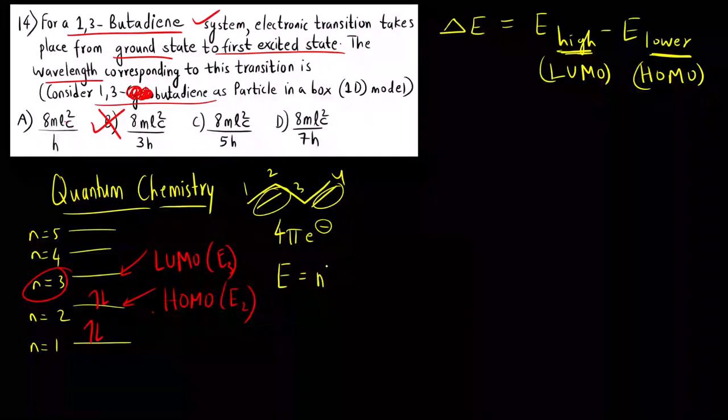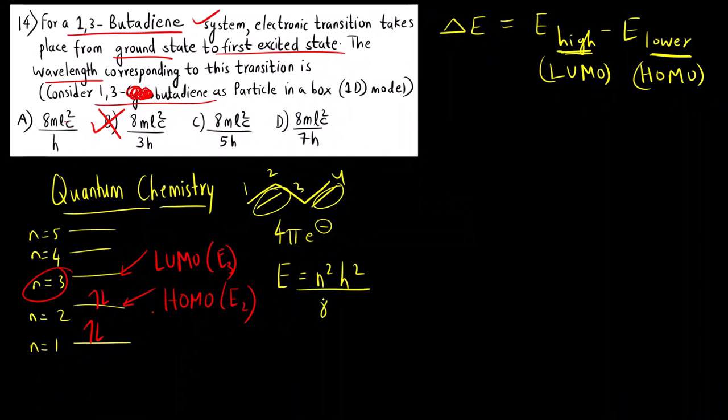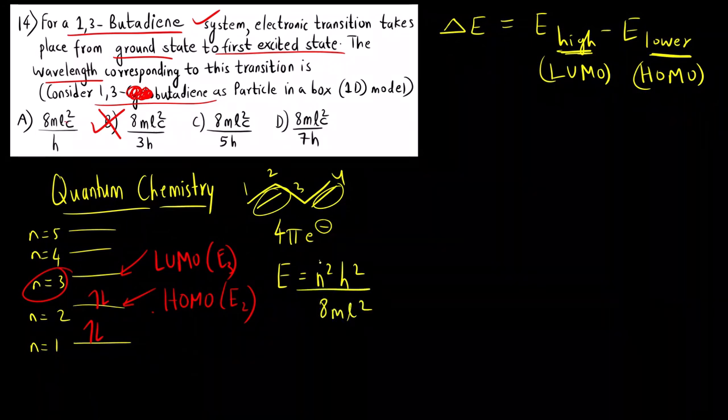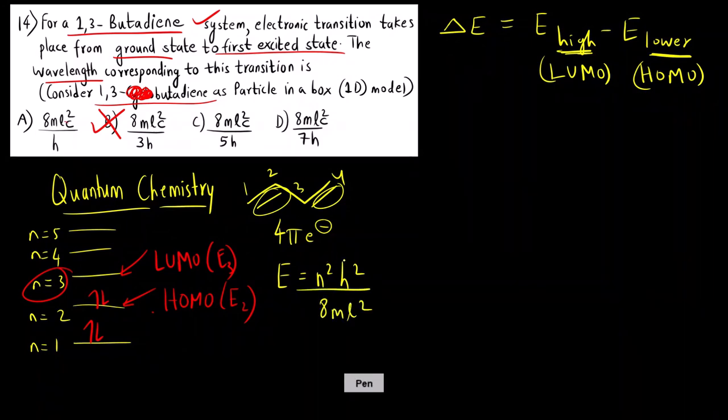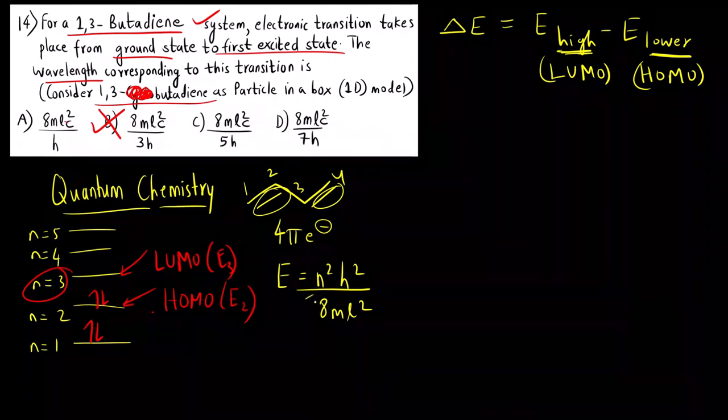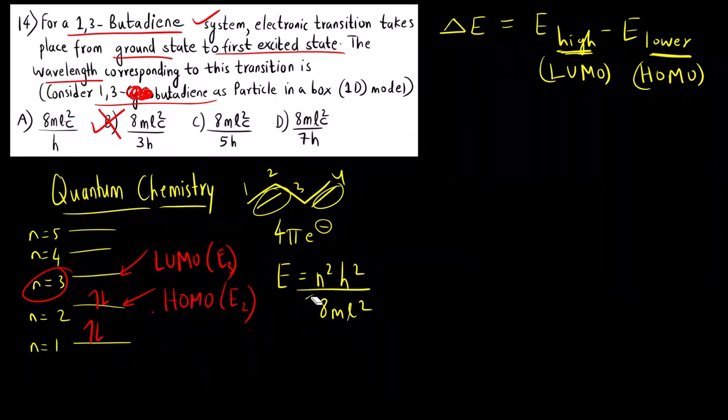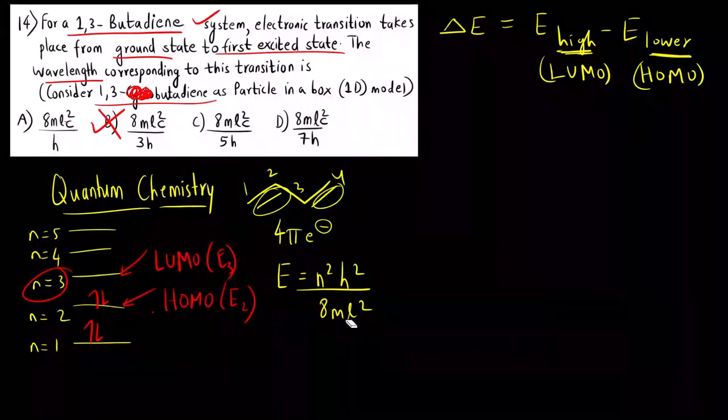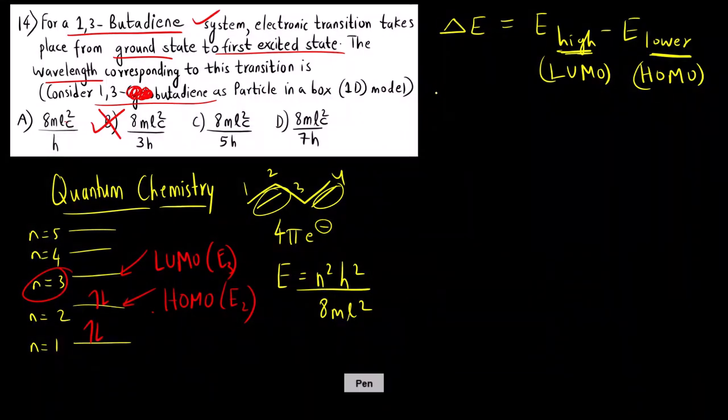And what is the general expression for energy of a particle in a box model? E is equal to n square h square by 8 m L square. n is the quantum number. h is Planck's constant. 8 is what? 8 is a constant. m is the mass of the particle. L is the length of the box.